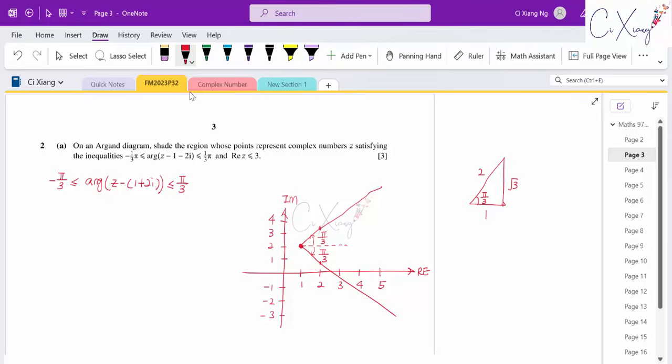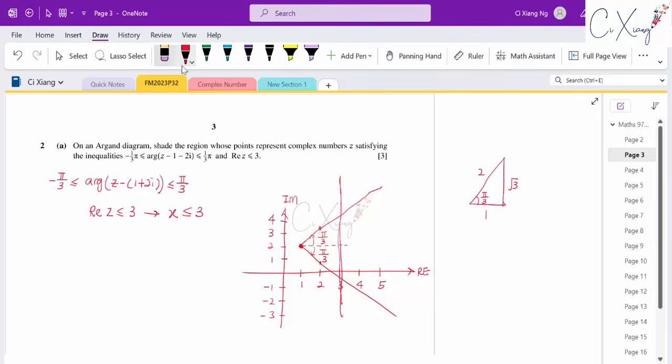After that, we need to sketch real z smaller than or equal to 3. What's the meaning of real z smaller than or equal to 3? The real part of z basically means the x. It also means that I have the line x smaller than or equal to 3. If I want to sketch the line for x smaller than or equal to 3, at first I need to sketch x equals 3. For x equals 3, it is a vertical line that passes through x equals 3.